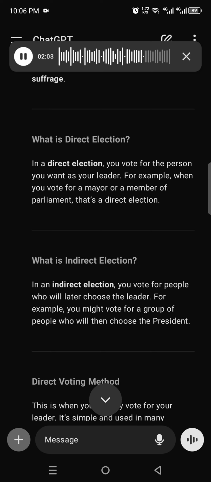What is indirect election? In an indirect election, you vote for people who will later choose the leader. For example, you might vote for a group of people who will then choose the president.